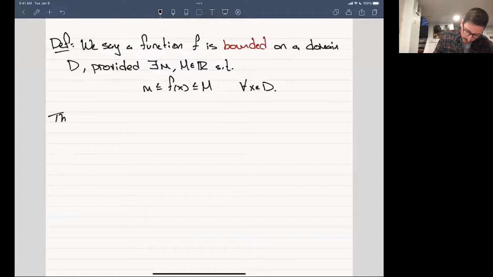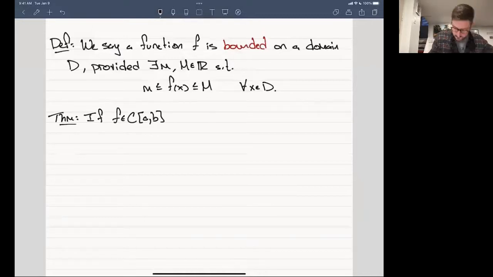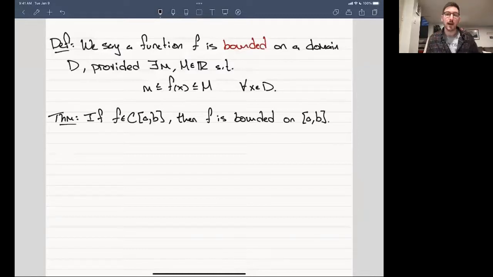So we have the following theorem. If f is continuous on a closed interval a to b, then f is bounded on a to b. So for example, if you have f of x equal to x and you put that on the interval 0 to 1, it's bounded on that interval, right?